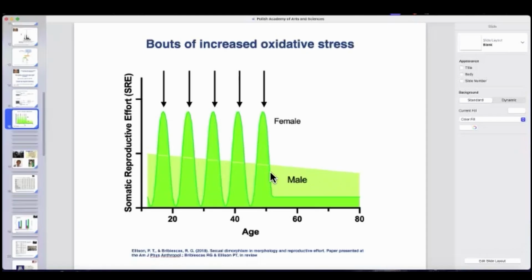You'll notice here that in males, it's a very different model. That's a whole different talk. I debated which talk to give. I chose to give this one instead, but I'll mention a little bit later how males fit into this picture.